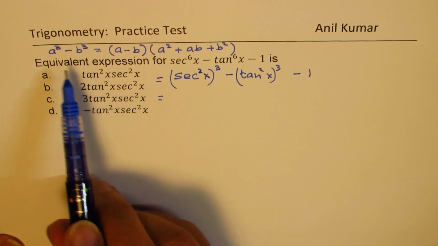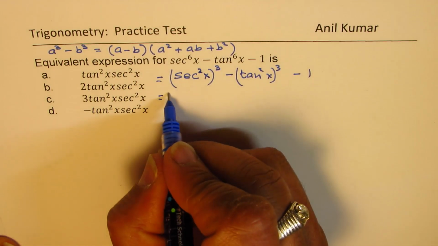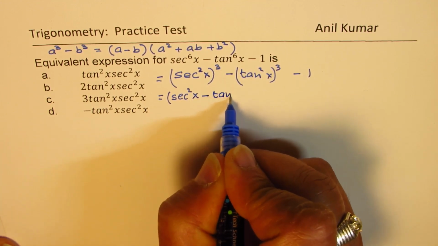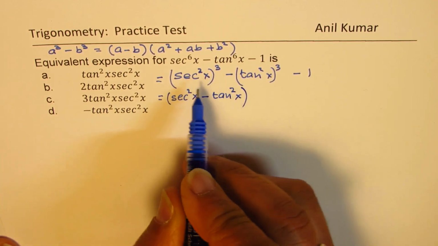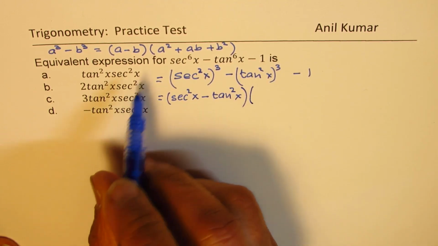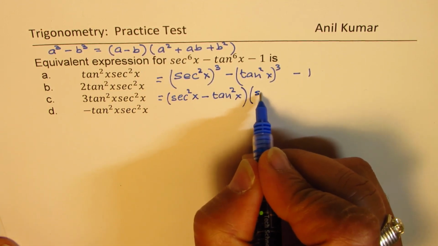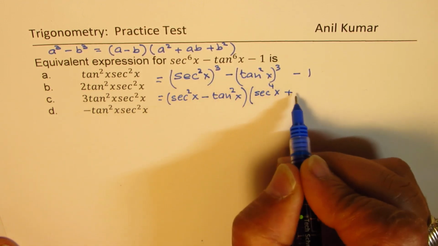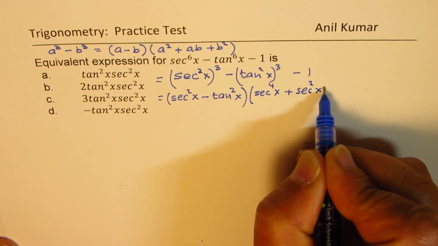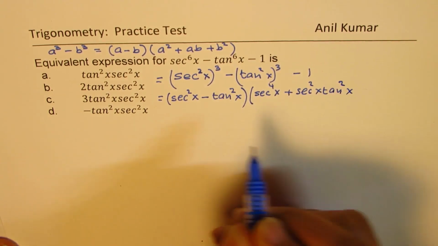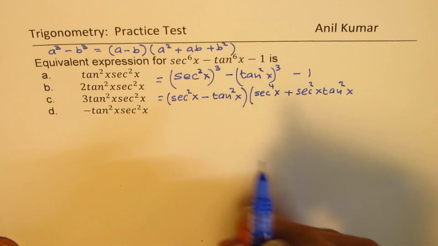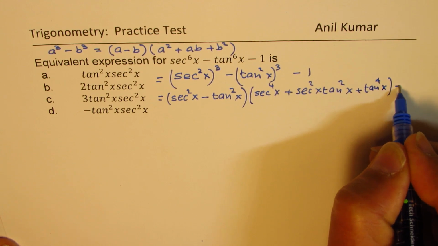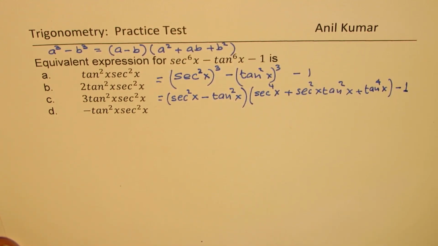Now we'll apply this formula of a cube minus b cube. So what we get here is secant square x minus tan square x, right? That is a minus b times. We have a squared, so we get secant to the power of 4x plus product of these two, which is secant square x tan square x. And then we have to plus tan to the power of 4x, and then we have minus 1. Clear? That's what we get.